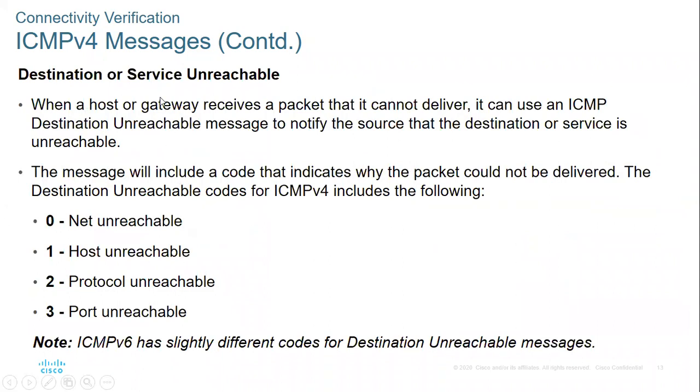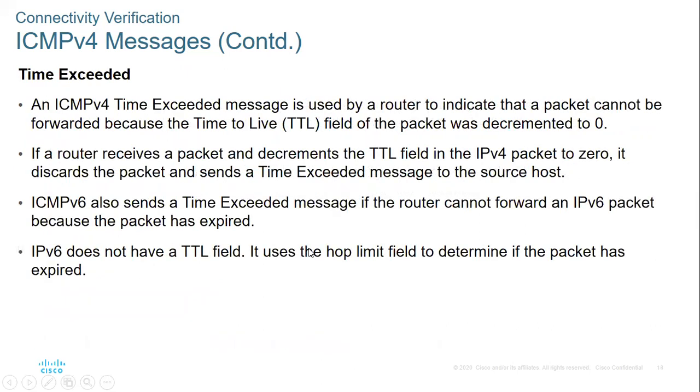It's also used for destination or service unreachable, and we have different types of messages. If the code in the message is 0, it means that the network is unreachable. If it's 1, the host is unreachable. If it's 2, the protocol is unreachable. If it's 3, the port is unreachable.